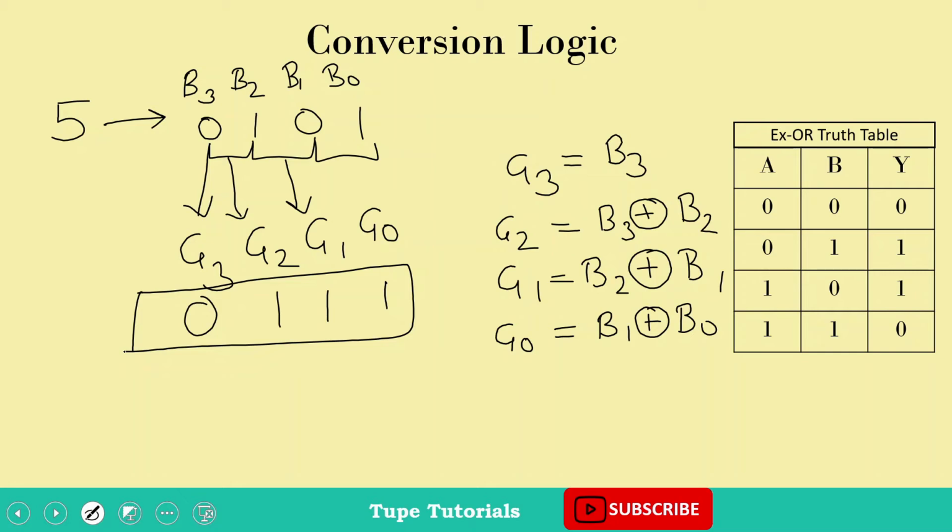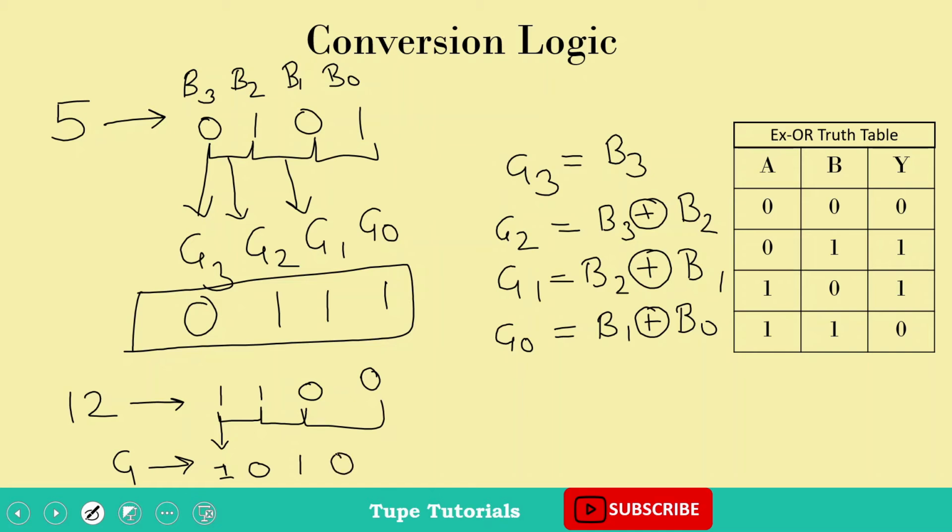Let's take one more example. Suppose we have a decimal number 12. What I will do is convert it into a 4-bit binary number, 1100. Now I have to convert it into gray code. So for gray code, this MSB will come as it is, 1. Then for the next bit, what we will do is XOR of these two. 1 XOR 1 will be 0. Again 1 XOR 0 is 1. And 0 XOR 0 will be 0. So 1010 is the gray code for the decimal number 12.